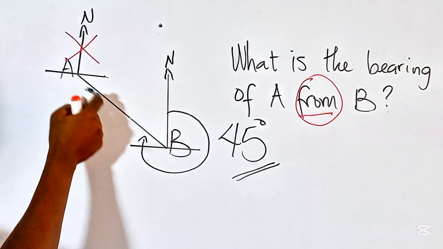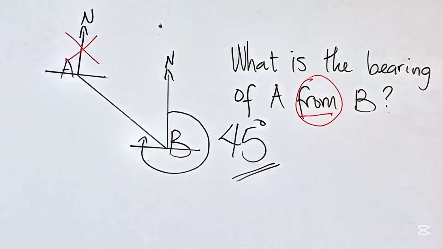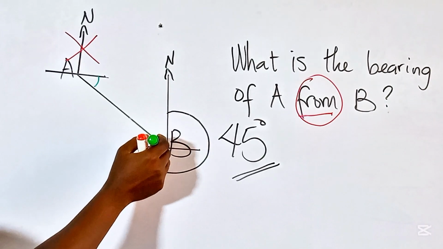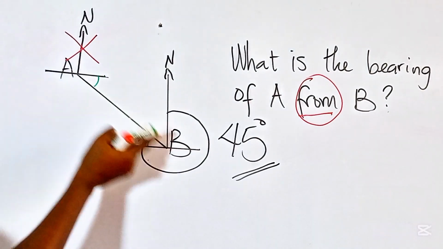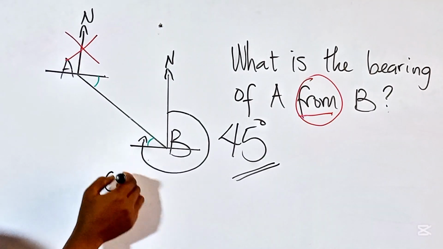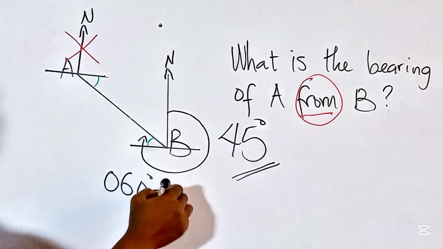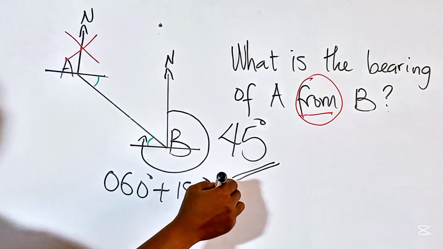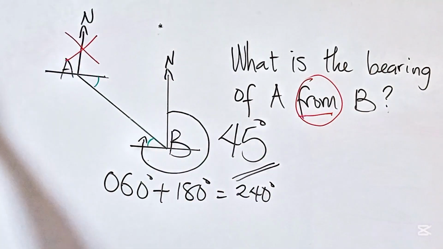So this right here is a transversal. So we have the Z angle. So this angle here is equal to this angle here. So finding the bearing of B from A is like finding the reverse bearing or back bearing. If the bearing angle you have is 60 degrees, to find the reverse bearing, simply add 180 degrees and you have your back bearing, or the bearing of B from A.